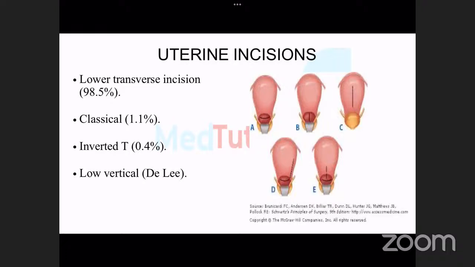This usually both D and E are done when you have difficulty with exposure, especially if you have an impacted transverse lie, or some other difficulty with delivery. B is your low vertical lower segment incision. It's usually done in obstructed labor when the lower segment has been elongated. Then your lower transverse is your A. Your classical is your C. Next slide.